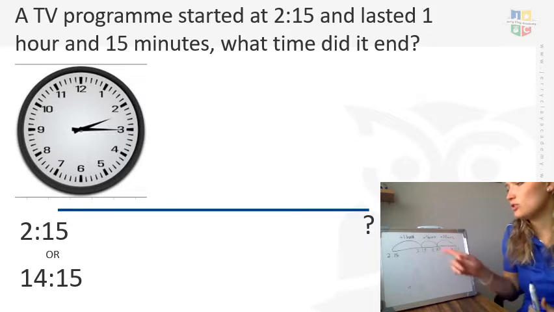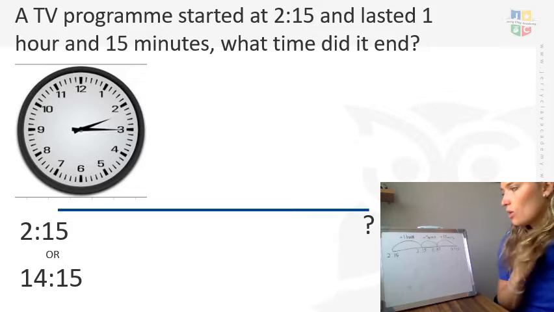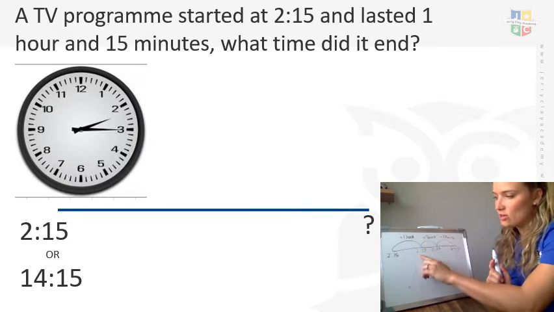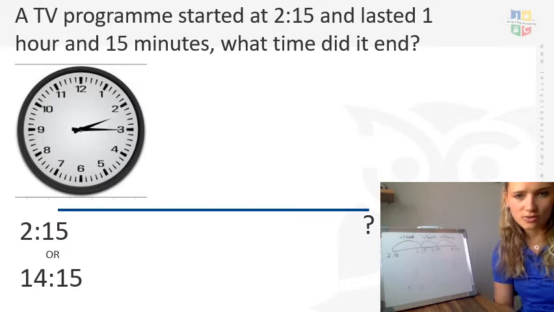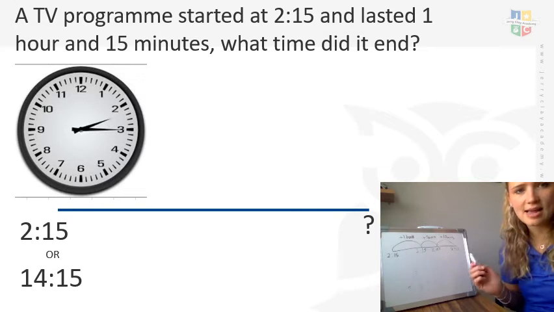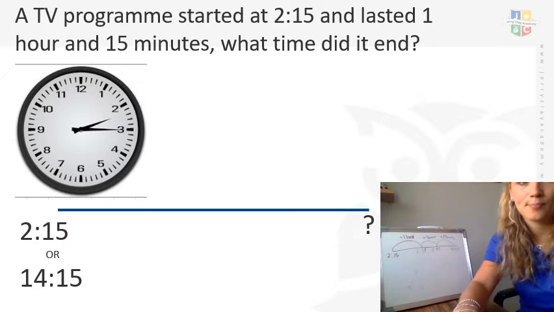Now, as I've said, you could just add 15 straight onto it if you know what 15 add 15 is, or if you need to, break it down so that you go to the next 10 and then add the extra numbers on. You could do that as well, so that we know that the time the TV programme would finish would be 3:30.